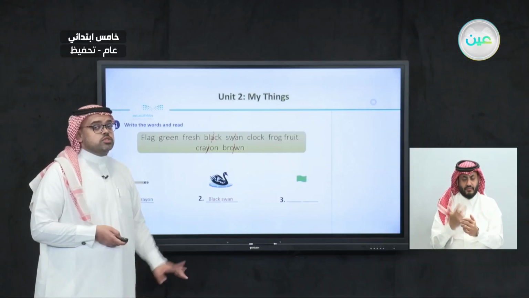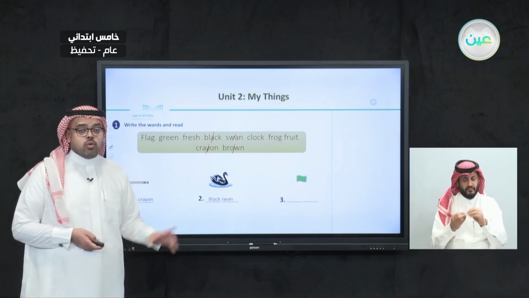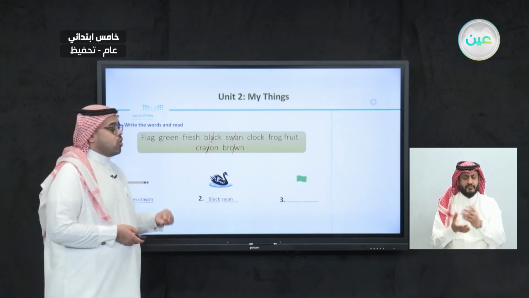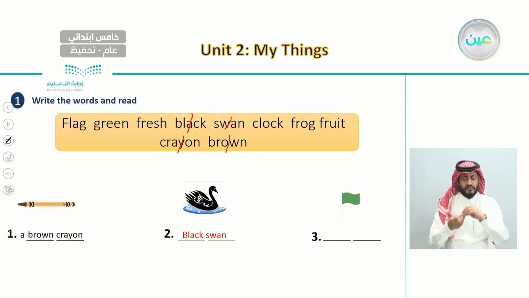Number 3, first we need to look for the color. What is the color of the picture number 3? The color of the picture number 3 is green. So here we go. We cross the word green. So what do you think?